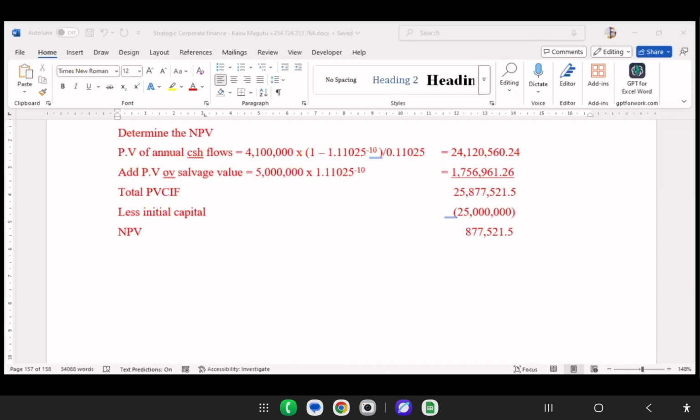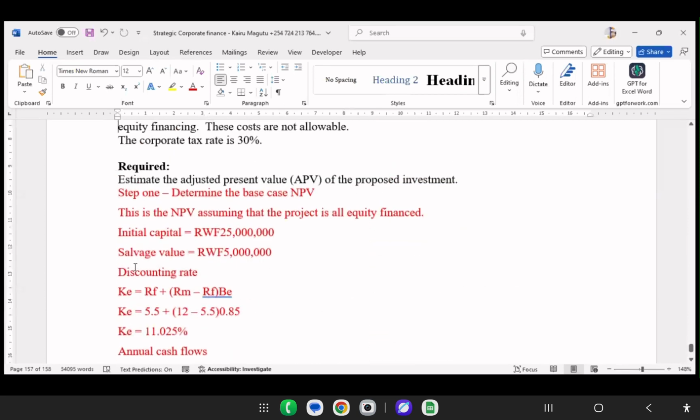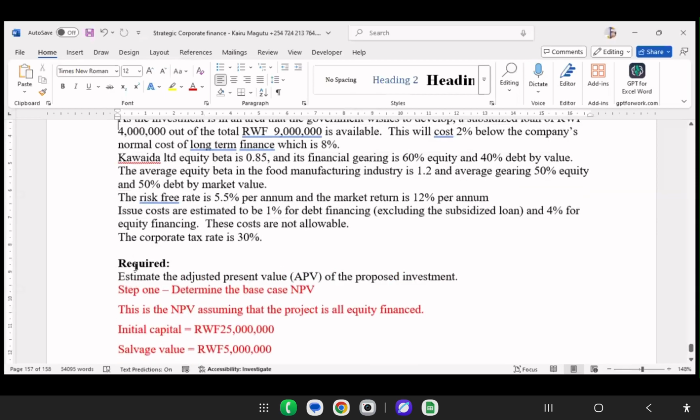Now, the next step, let us determine the present value of interest tax shield. Determine the present value of interest tax shield. The interest tax shield, we said, is guaranteed. When I go back to the question, I see the interest.